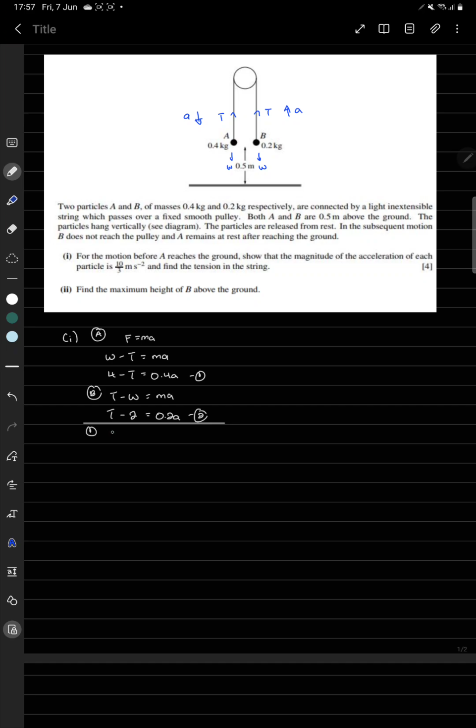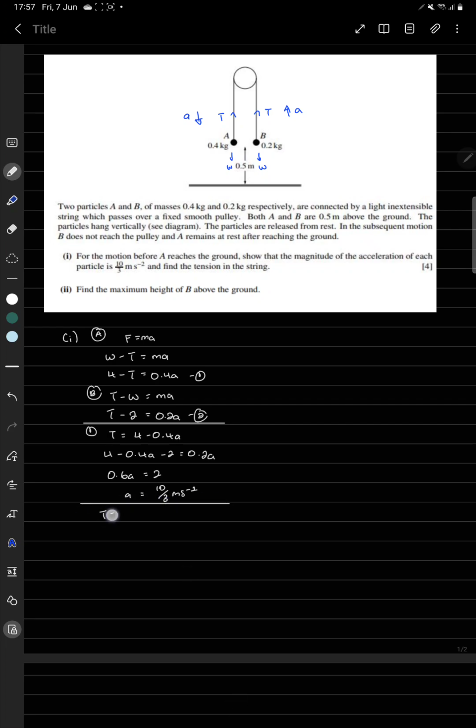I'm going to use the first equation, making T the subject. We get T equals 4 minus 0.4A. Then I will insert this into the second equation. We'll have 4 minus 0.4A minus 2 equals 0.2A. Then we'll have 0.6A equals 2, and then A equals 10 over 3 meters per second squared. Found.